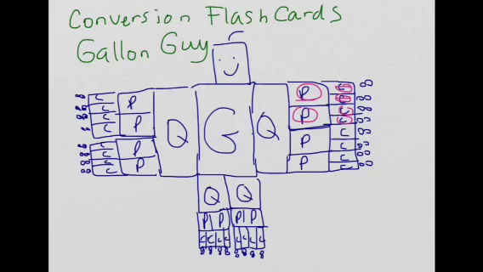So the gallon guy is a good thing to have on a flashcard. That will help you do all your conversions. You'll notice here that 8 ounces is the same as 1 cup, and 2 cups is the same as 1 pint, and 2 pints is the same as 1 quart, and 4 quarts is going to equal a gallon.